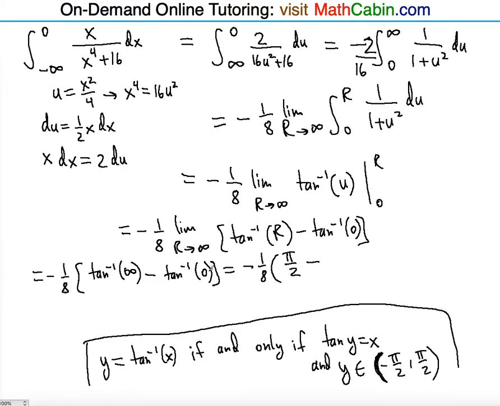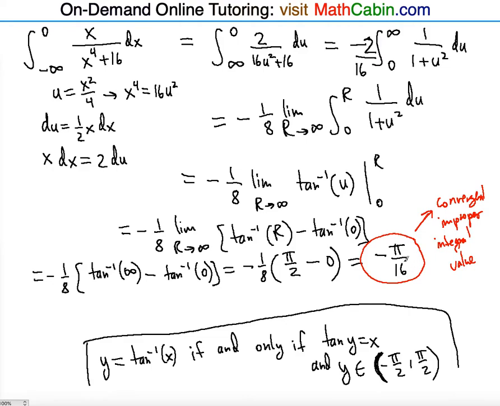Now what's going to be the arctangent of 0? We know that the tangent of 0 is 0, right? So the angle measure whose tangent is 0 is 0. Okay, so it's going to be negative pi over 16. You might say, but wait a second, why does the improper integral converge to a negative value?